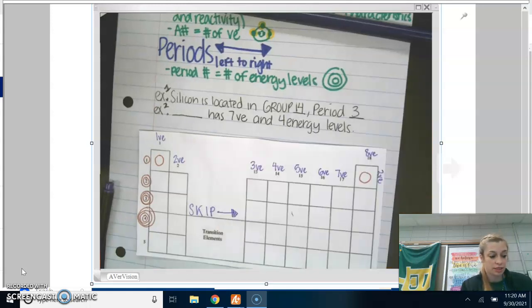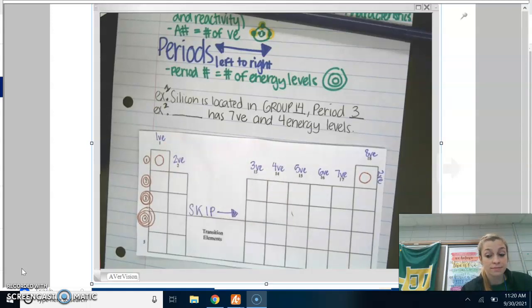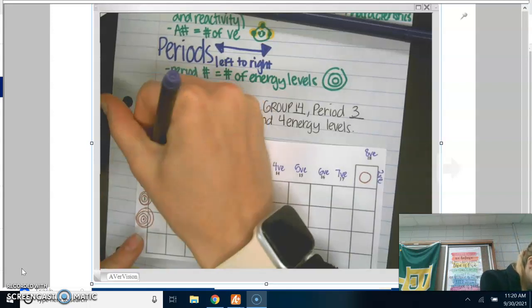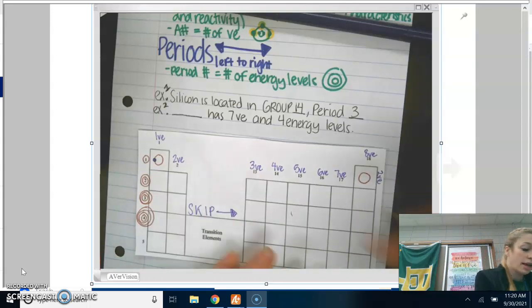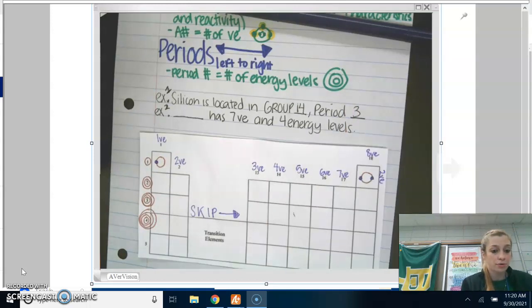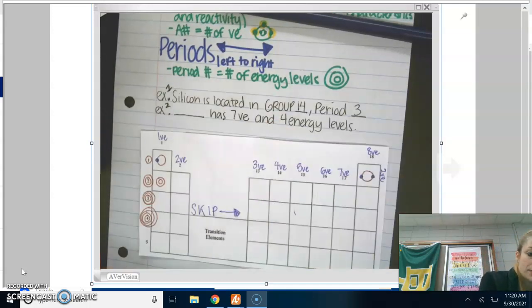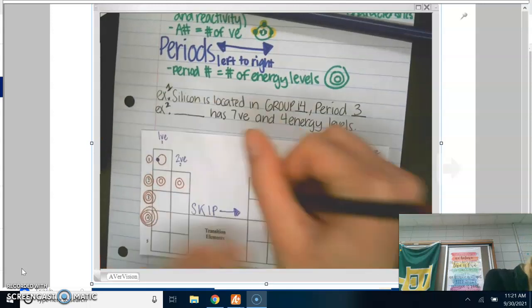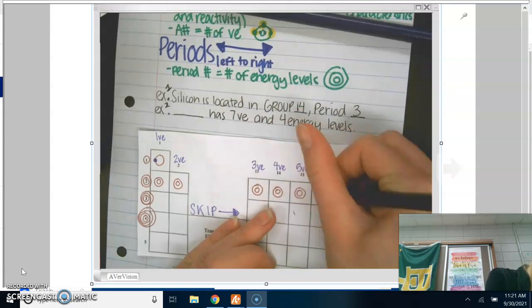Let's look at the difference between these two. Period 1, group 1 has how many valence electrons? 1. Period 1, group 18 would have 8, except helium has 2. Let's do one more row. Every element in period 2 has 2 energy levels. I should have said let's do one more period.